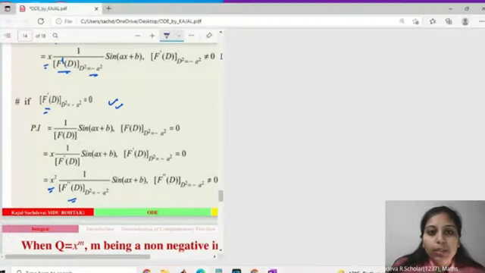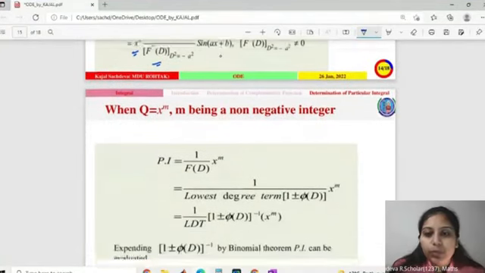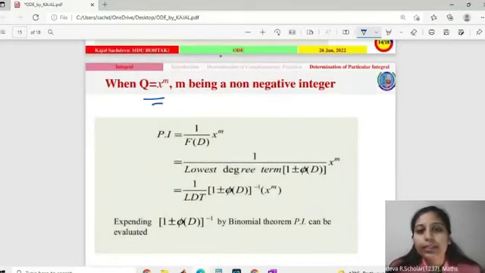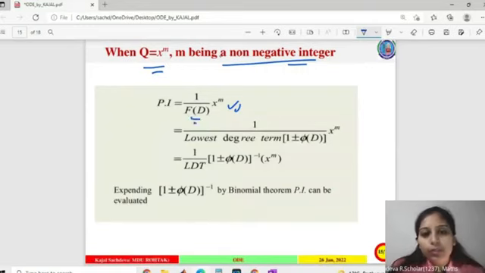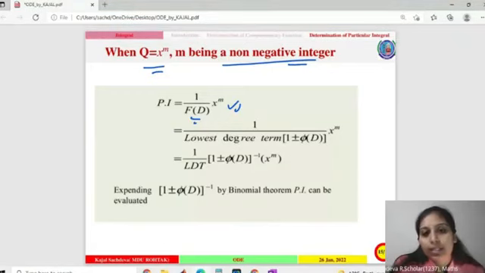So proceeding further, this is the case of sin(ax plus b). Now the third case is Q equal to x raised to power m, where m is a non-negative integer. So when we have a polynomial type function, we can say this is a power of x. What we do is take common the lowest degree term from f(D). We have f(D) as a symbolic form, which is a polynomial in powers of D. So we can have the constant term, and if we don't have a constant term, we have the D raised to power 1 term. We take whichever is the lowest degree, taking that common.